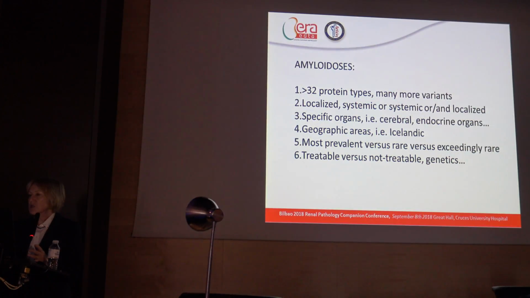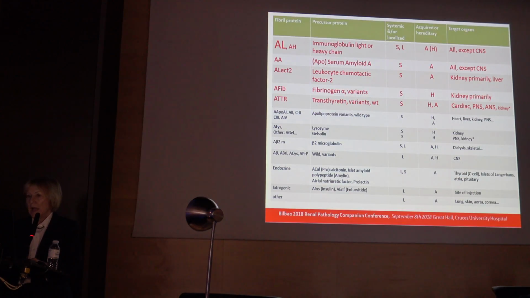There are many proteins which can undergo amyloidogenesis. Currently greater than 32 protein types, many more variants. The most important to us is to detect and diagnose those which are treatable versus those which are not treatable, and of course those where genetics is involved for the purposes of counseling and prognosis. This is an abbreviated table showing these various protein amyloidosis types.